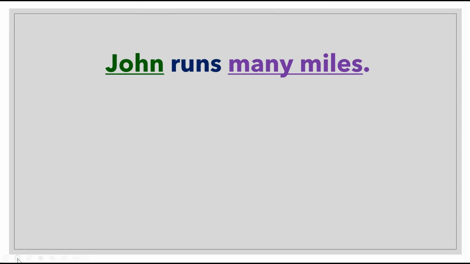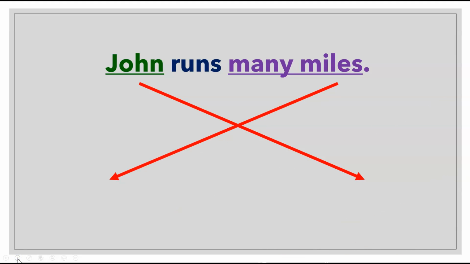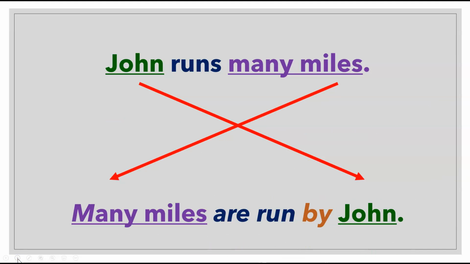Let's try one more example. John runs many miles. So how would we change this? Well, first, what you're going to do is move the subject to the end of the sentence, and then the object to the beginning of the sentence, and we're left with many miles are run by John. Again, we had to add are here.